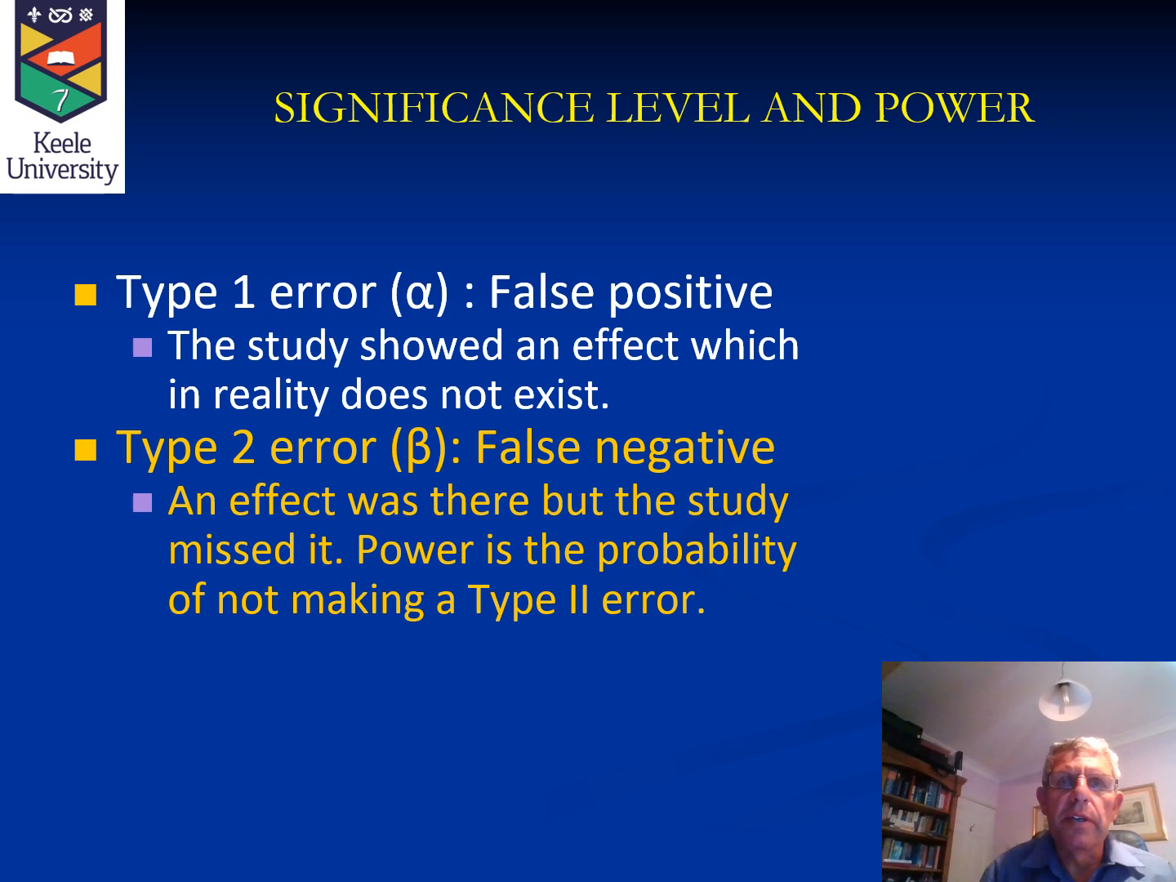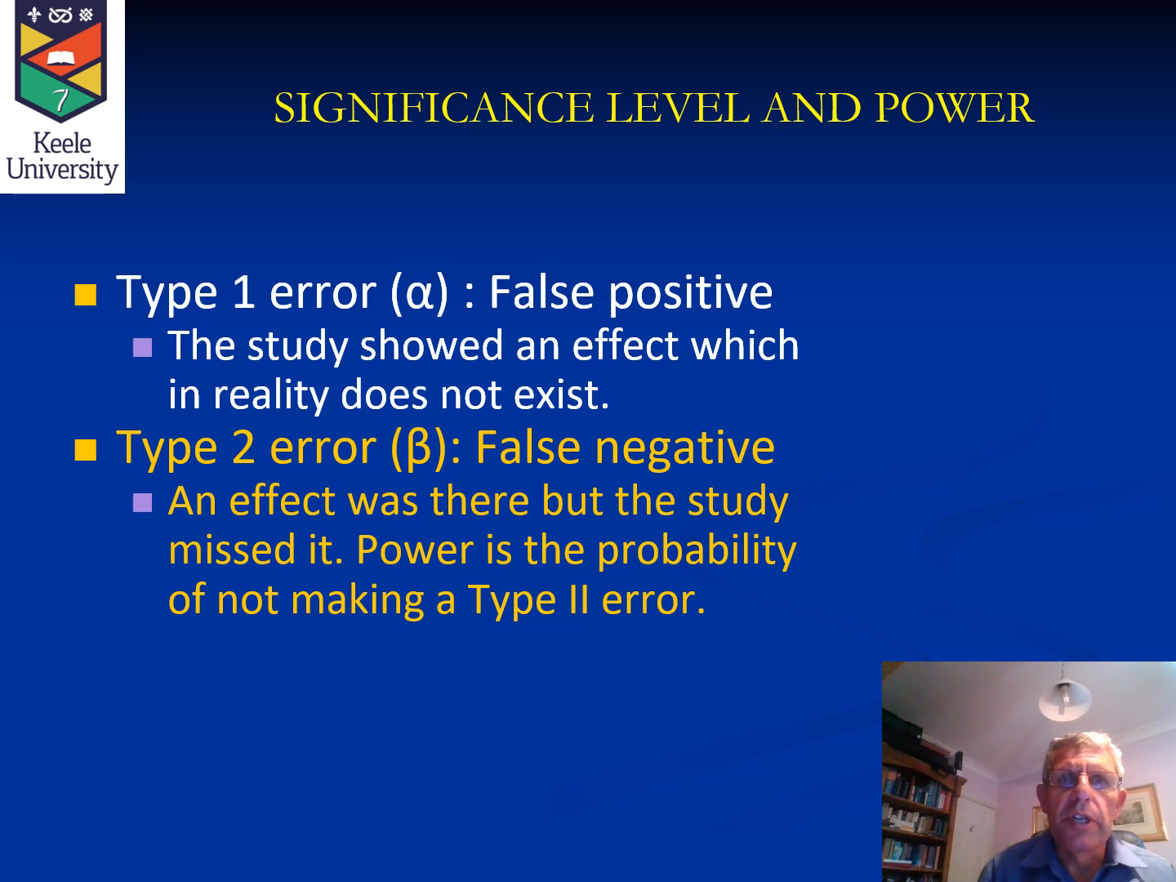So the probability of making a type 1 error is alpha, which is the level of significance you set for your hypothesis test. An alpha of 0.05 indicates that you're willing to accept a 5% chance that you are wrong when you reject the null hypothesis.